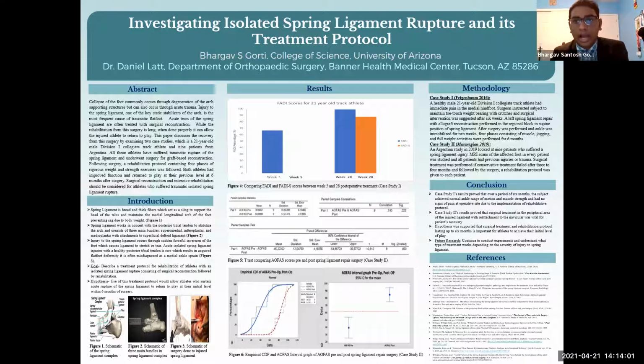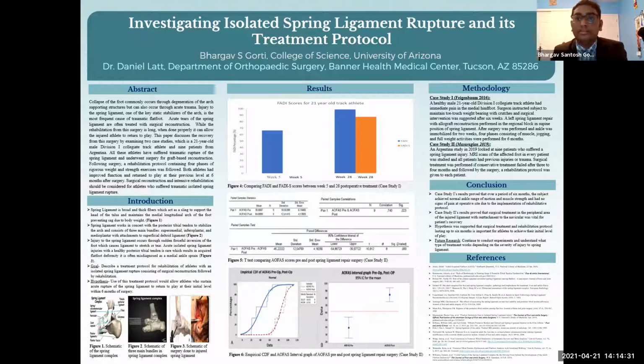The second case that I looked at is an Argentinian study in 2019, where the researchers looked at 9 patients who have suffered an injury to the spring ligament. The researchers looked at their MRI scans and their previous injury and trauma background. Surgical treatment was performed if necessary, and a multimodal rehabilitation protocol was given to each of the patients.